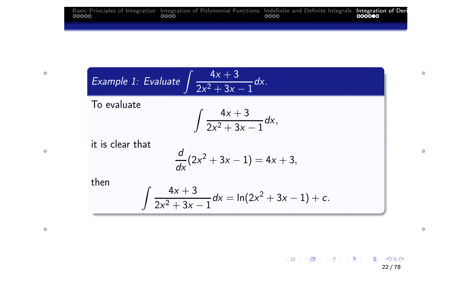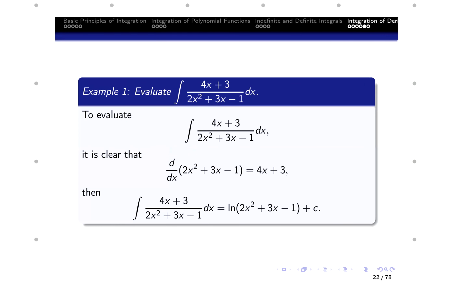Evaluate 4x plus 3 divided by 2x squared plus 3x minus 1 dx. Now, it may look difficult, but one of the first things you want to check, whenever you have something like this, is: can you divide through? You remember there was a case where we had something at the top and only x at the bottom. In that case, we could divide through by x and go on. But here, you can see that it's not possible to divide.